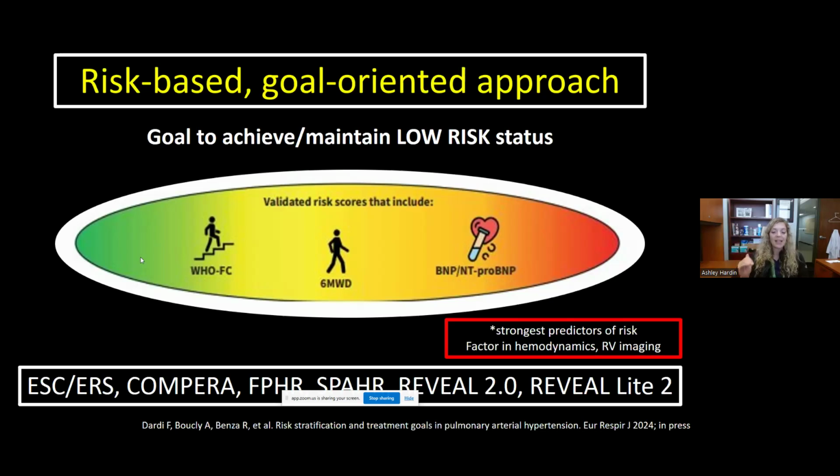So basically, you're going to calculate the risk, but you also want to factor in hemodynamics and RV imaging into your clinical decision making. For example, I initially use the ESC/ERS, a really comprehensive initial risk assessment. And then in our clinic here, we do follow-up risk stratification with the REVEAL Lite 2 risk calculator, which takes into account blood pressure, heart rate, renal function, cardiac biomarker, 6-minute walk distance, functional class.